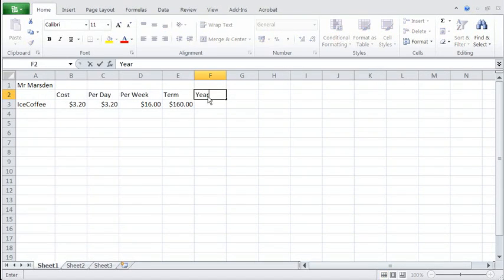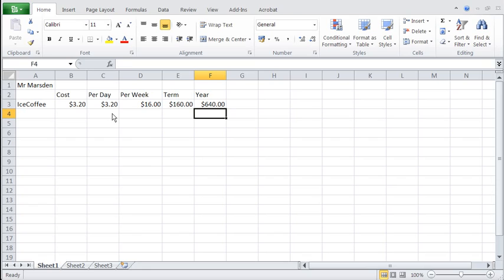Now for a year we could actually do the same sort of formula and then encapsulate that and times that by 4 terms, or because we know that the terms are correct, we could actually go equal to the previous cell times 4. So over a year you could actually spend $640 on an iced coffee at $3.20 each, and that's having one a day. If you had 2 a day, then that would change these numbers again.